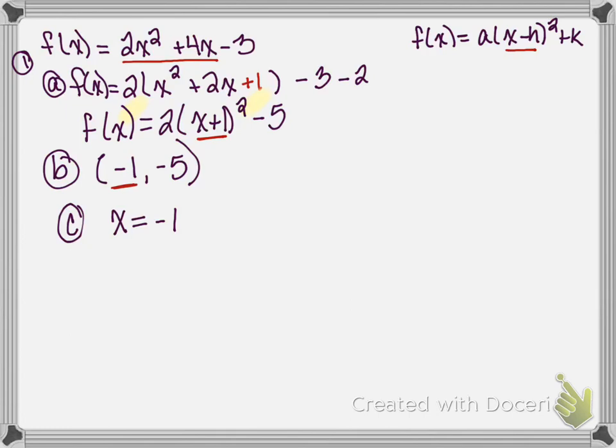The axis of symmetry, I'm going to write that down. Axis of symmetry is a line. And it's a line that goes through the vertex. Okay?